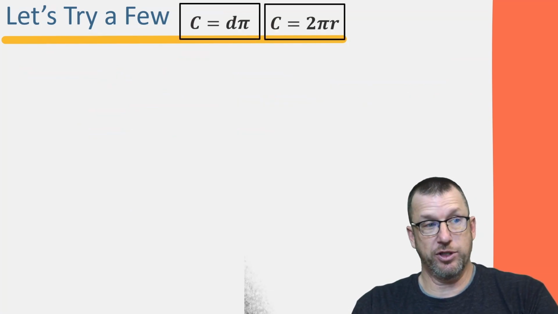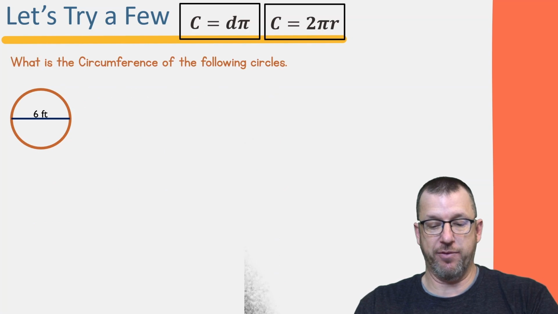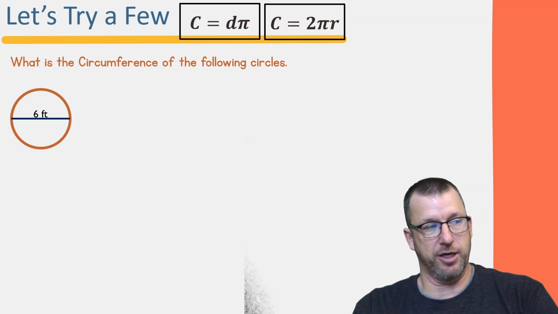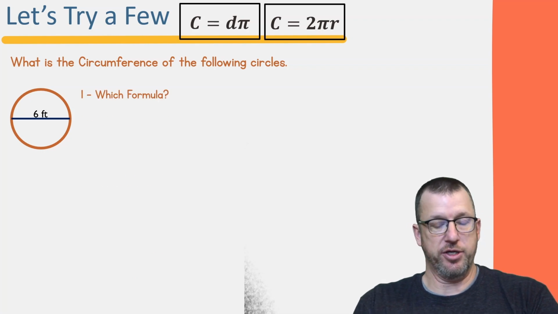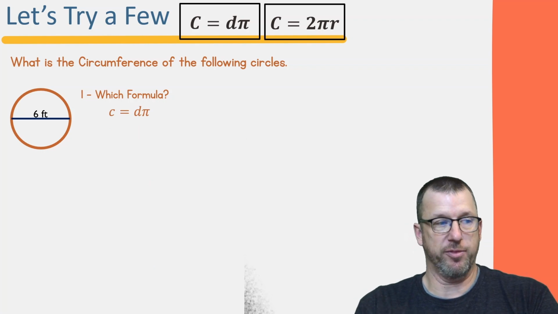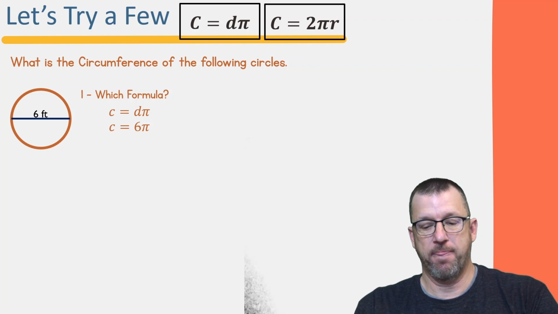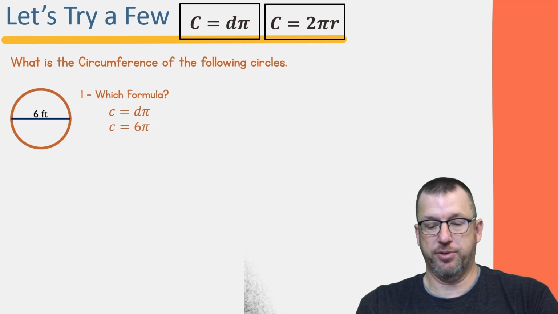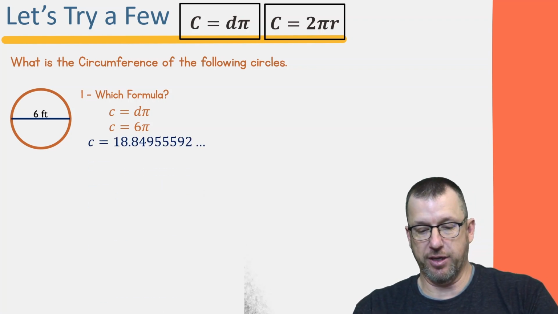And all you have to do is figure out which one of them to use when you see a scenario, okay? So for this one, we have a circle that has a diameter of 6 feet. How do I know it's a diameter? Because it's going all the way across. What is the circumference of the following circle? So which formula am I going to use? Well, it's giving us the diameter, so we are going to use the diameter formula. And then we plug in the numbers that we know. Circumference equals 6 times pi. Why do we put a 6 in there? Because that's the diameter of this circle. And when you multiply it, you get this answer. And that would be the circumference of the circle.